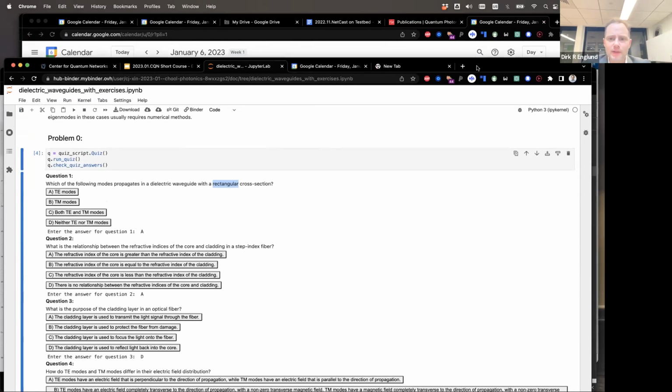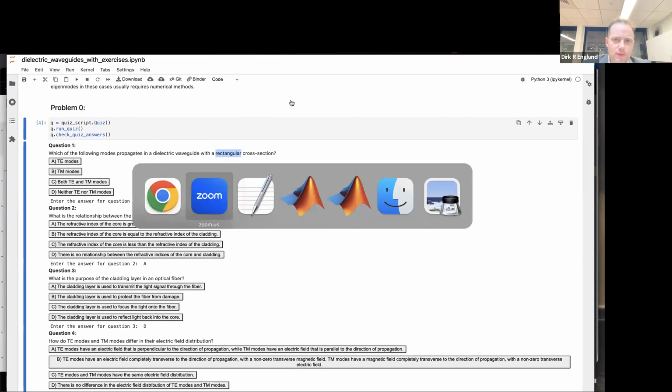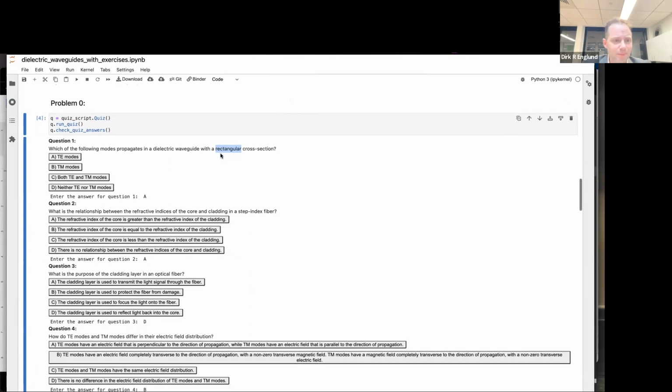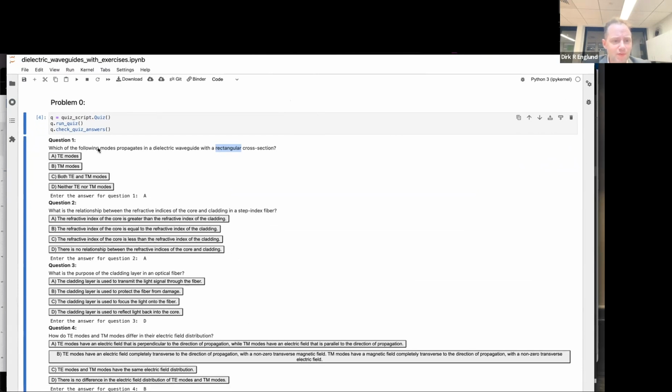Okay, so we're going to continue here. And like I said, this is a completely new Jupyter notebook. I already see here a mistake in my problem statement. This should have been: which of the following modes propagates in a dielectric waveguide with a square cross-section? And then the answer would be C.